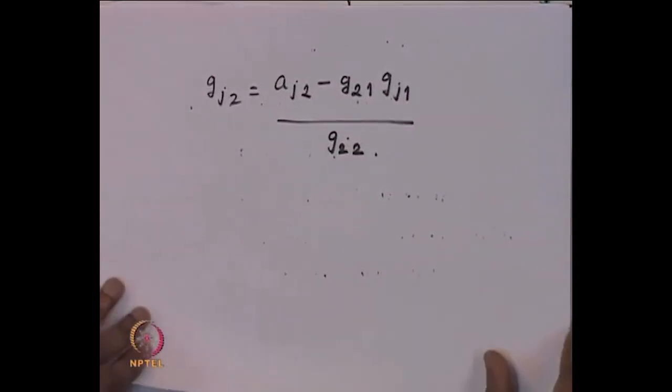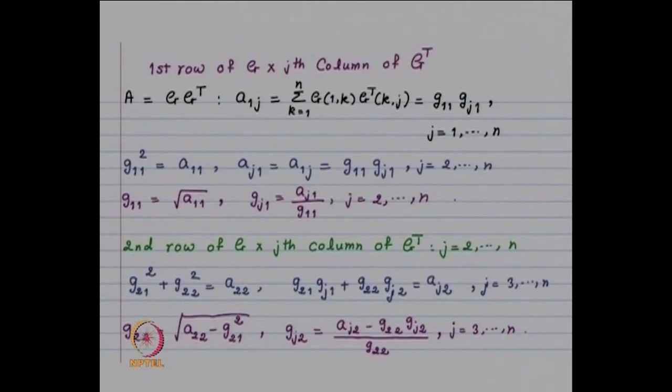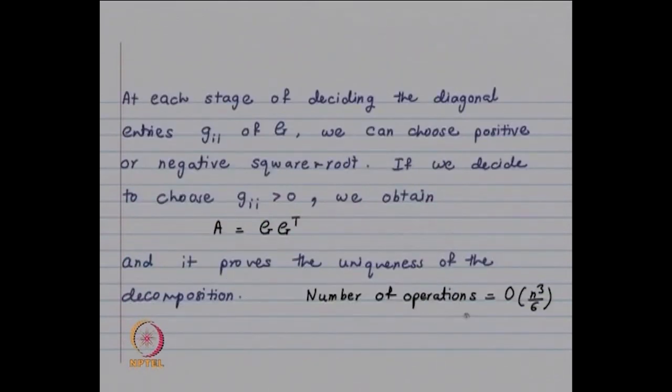So, we continue like this and then we determine G G transpose. We have calculated G G transpose and the number of operations is going to be of the order of n cube by 6. In case of LU decomposition, they were of the order of n cube by 3, and now because of the symmetry, you have A equal to G G transpose, it is going to be of the order of n cube by 6, half the number. So, more than this reducing the number of operations by half, that is an important factor.